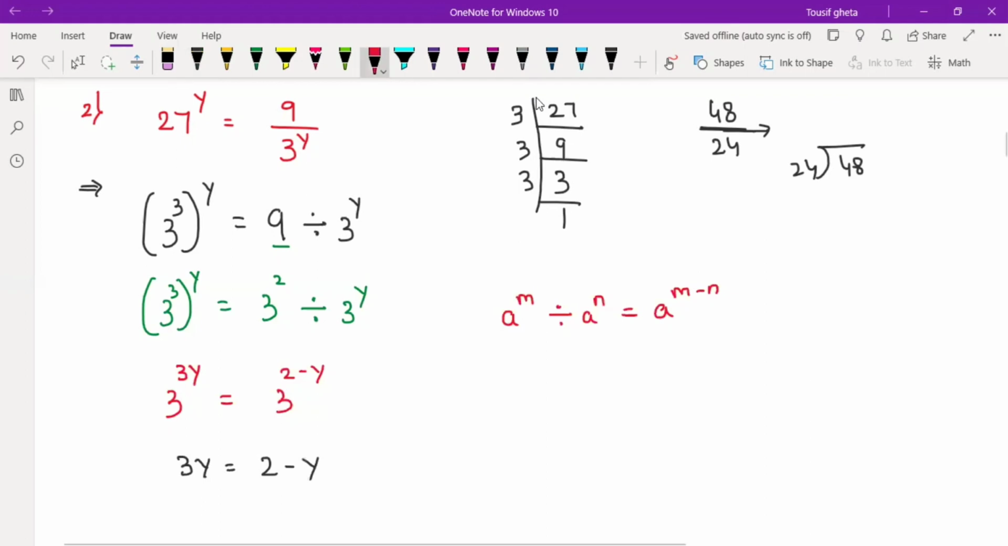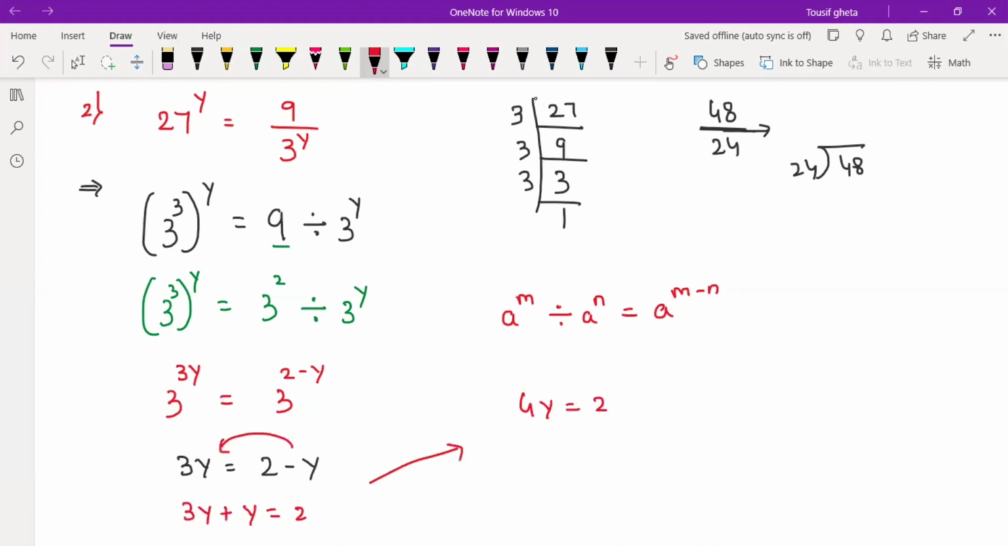Transpose your value, that is minus y goes to the left-hand side, that becomes 3y plus y is equal to 2. Solving here, 3y plus y will give 4y is equal to 2. How did we get 4y? Because the second term is just y. The variable does not have any numerical coefficient, so we need to consider it as 1. So it is just like 1y. So 3y plus 1y will give 4y.